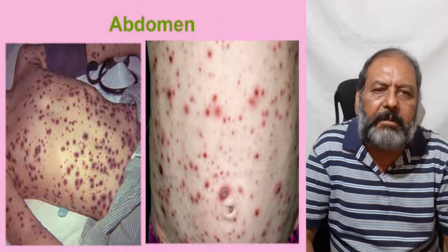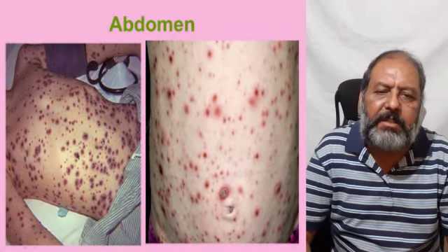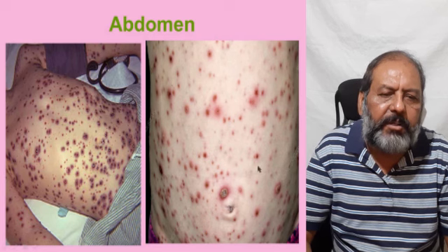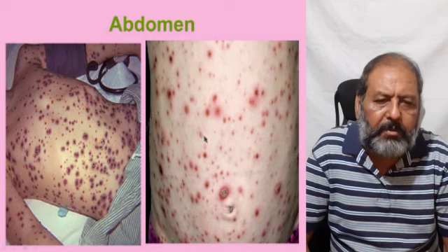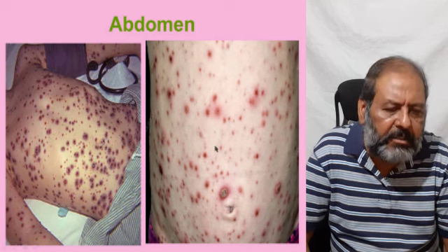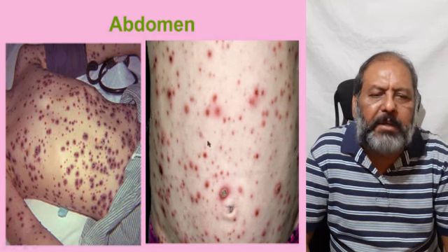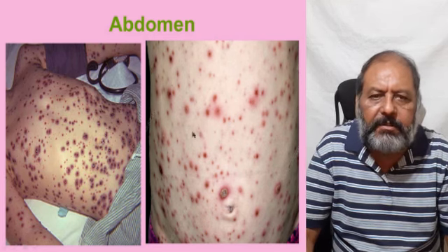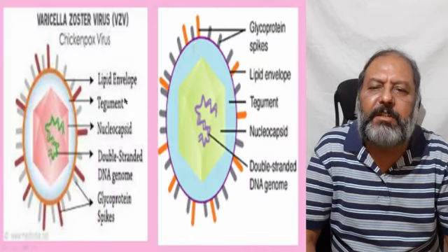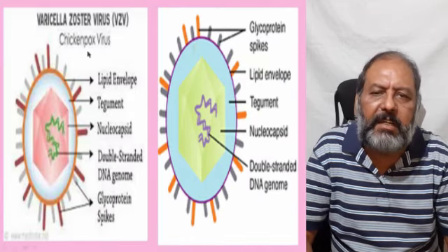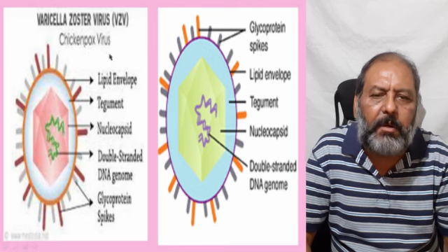Now, here one can see this kind of picture on the abdomen of the patient, with so many crops of lesions of different sizes and different shapes. So that is chickenpox. It is caused by this virus, which is called varicella zoster virus or chickenpox virus.